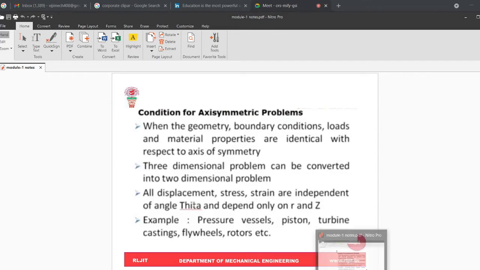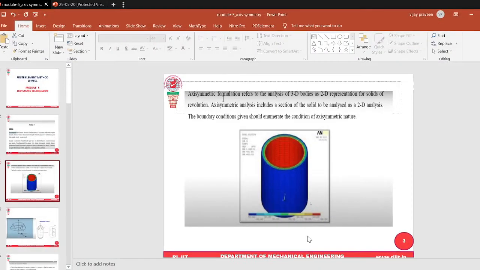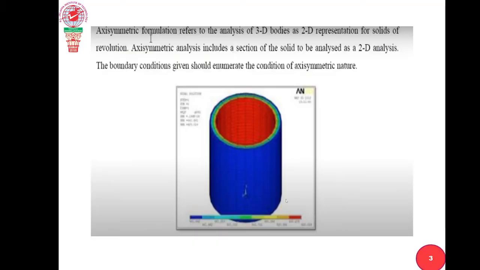So that is what we discussed in the first module, and now in depth we will take it here. See, all axisymmetry problems that we are going to discuss are solved as a kind of 2D problem. That is what he is saying here. Axisymmetry refers to the analysis of 3D bodies as 2D representation.